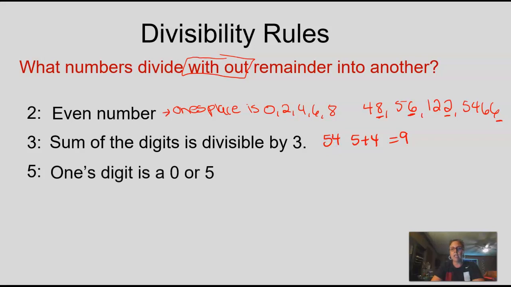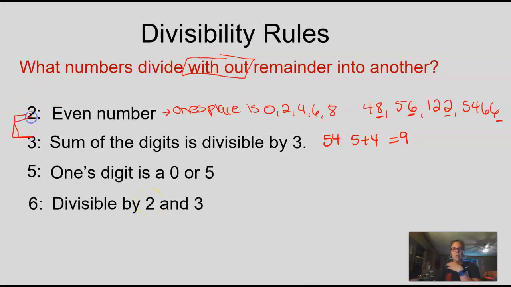5, the ones digit is a 0 or 5. So 5, 10, 15, 20, counting by 5s. Notice I skipped 4. That's because it's just not a great one. 6: divisible by 2 and 3. If a number is divisible by 6, it meets these two criteria up here, 2 and 3. It's even and you can add up the digits.